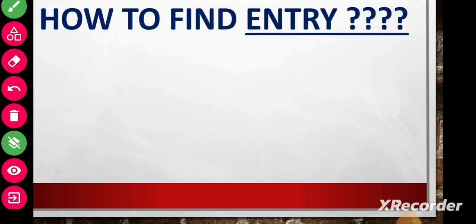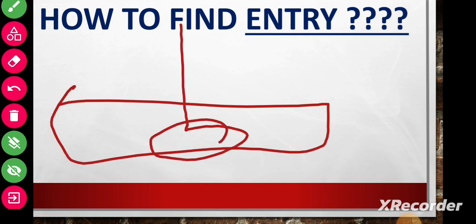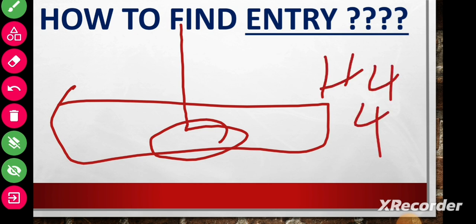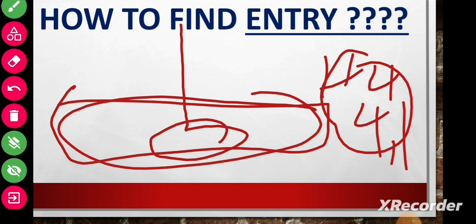How to find the entry? We find the entry when the market has come back to our POI. When the market has come back to our POI, we go deep to H4 and H1. Those are our entry time frames when the market is already in our POI.